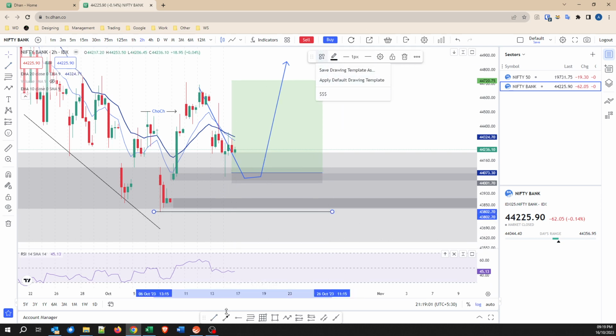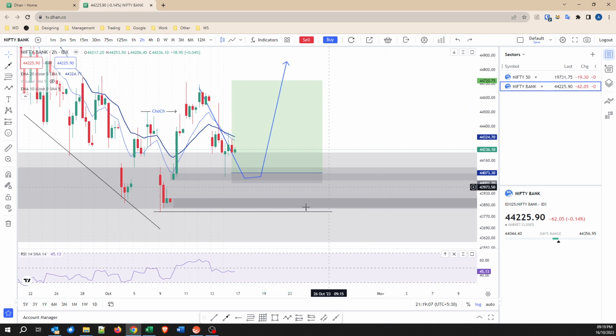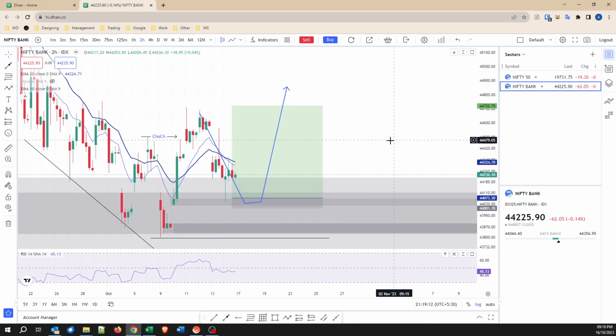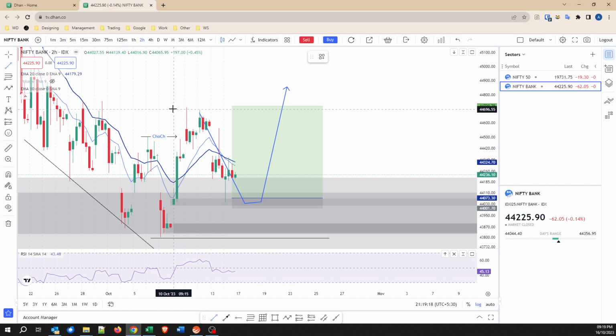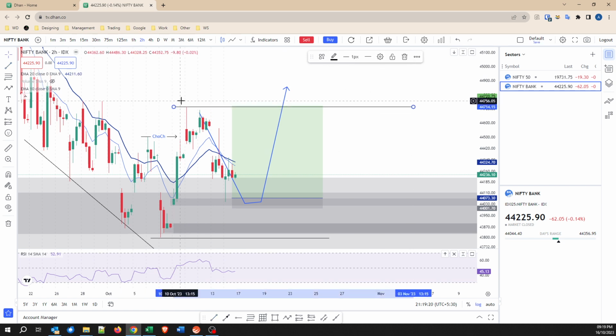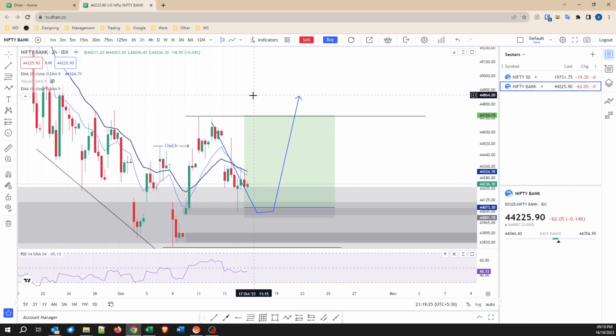Let me mark that. So this is the strong low. Okay, I've just marked it here. This is the strong low that needs to be protected. So until the price is in this range, we are bullish, until this range is taken out. So once this high is taken out, we are in a continuation bull trend.